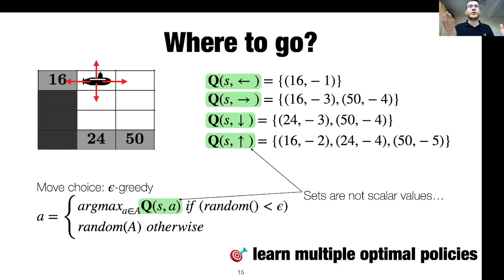So where to go? Normally with classical RL, what we do is, for example, we use epsilon greedy to choose the move. What it does is that with probability epsilon, we choose the action which has the best Q value at the moment, so the best estimate at the moment, and we take a random action otherwise. However, in this setting we are now dealing with sets, which are not scalar values, so it doesn't work anymore. And remember, our goal still is to learn multiple optimal policies.